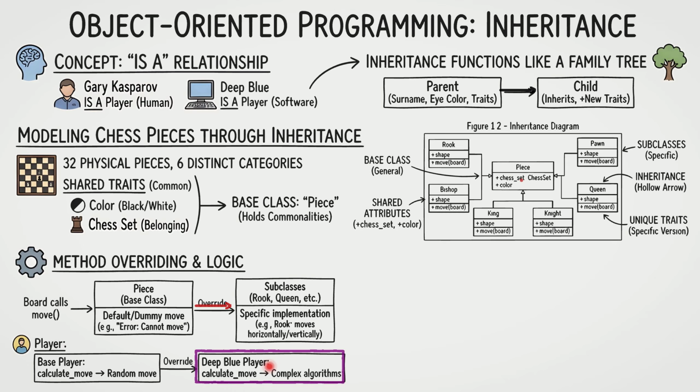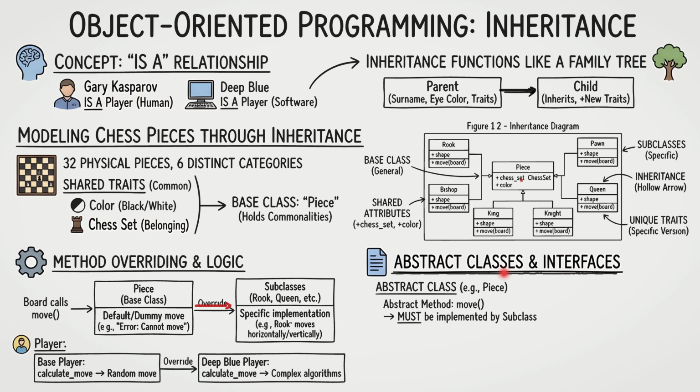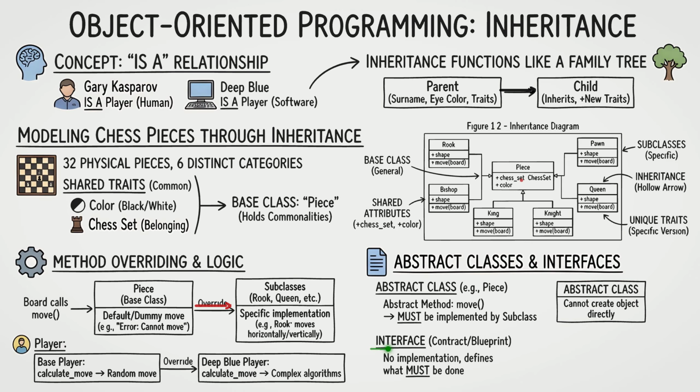Now, in chess, a default generic move doesn't make much sense. Instead, we use abstract classes and interfaces. An abstract method means we decline to provide a default implementation and instead force the subclasses to provide it. Because of this, you cannot create a generic piece object directly, you can only create specific pieces. Taking it further, an interface acts as a strict blueprint or contract that has no implementation at all, only defining what a class must do.